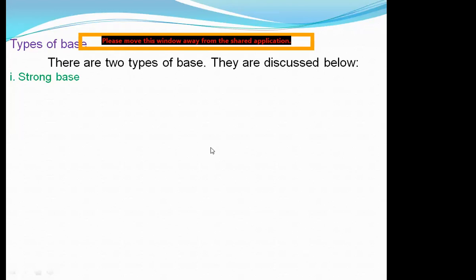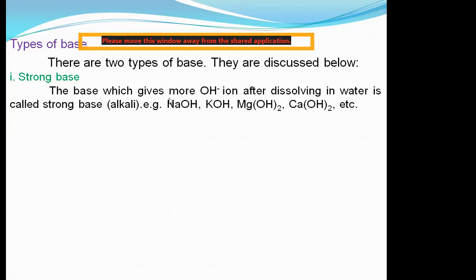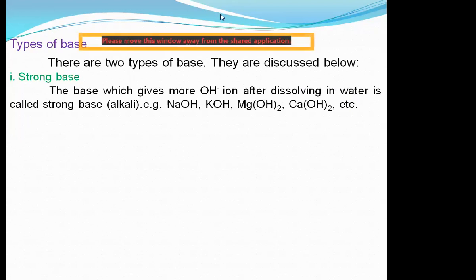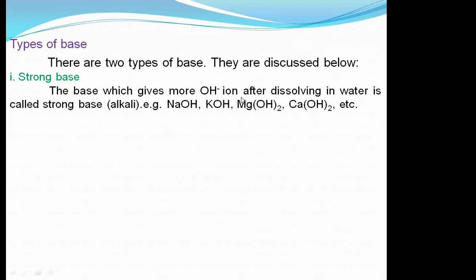After dissolving in water. So a strong base is the base which gives more OH minus ion after dissolving in water. Keep it in mind, first we have to dissolve this acid or base in water to give respective either hydrogen ion in case of acid or OH minus ion in case of base. So the base which gives more OH minus ion after dissolving in water is called strong base, because it completely dissociates into ions. As it completely dissociates into ions, it gives more OH minus ion.